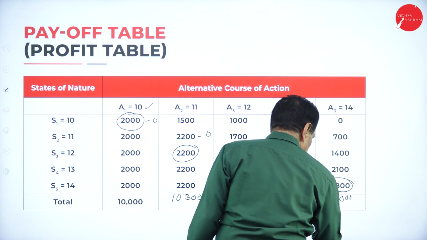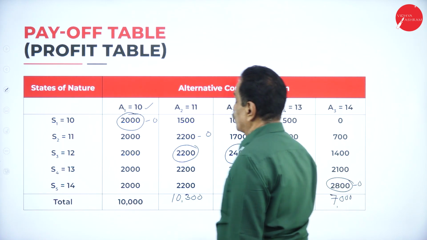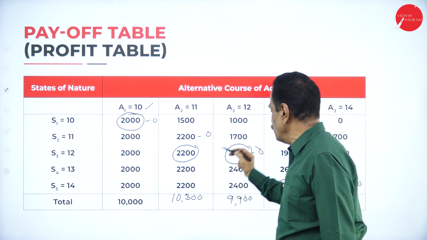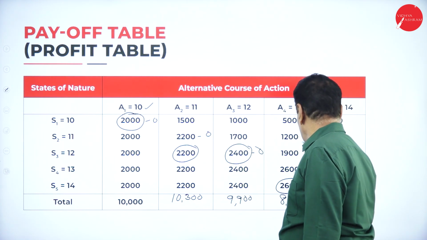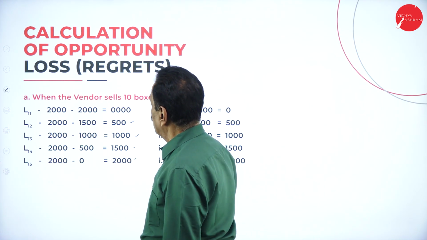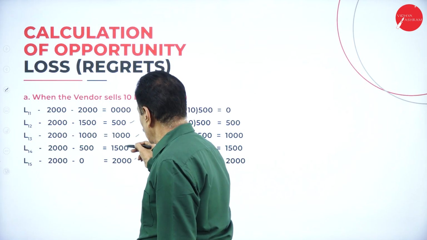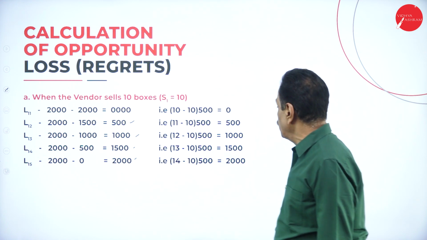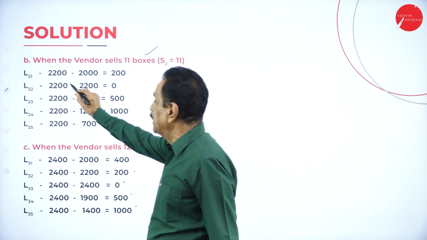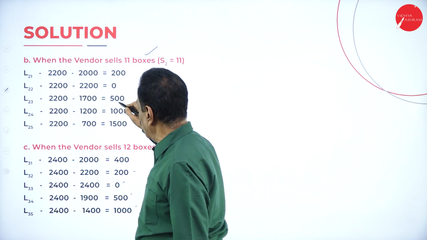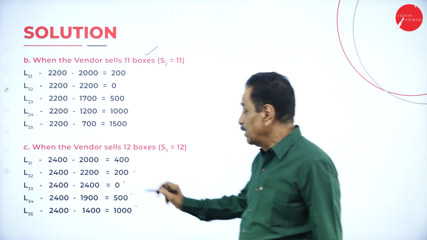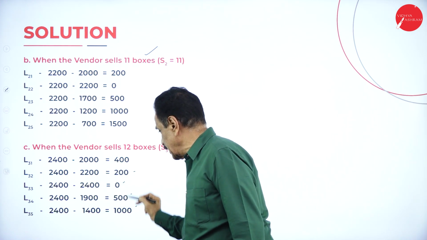2,600 taken as 0. Then 2,200: 200 will come, 0 will come, 500 will come, 1,000 will come. Deduct. Then 2,000, same thing. Here 0, 500, 1,000, 1,500. Then deduct 2,000: 0, 500, 1,500. Then 2,400, deduct like this.